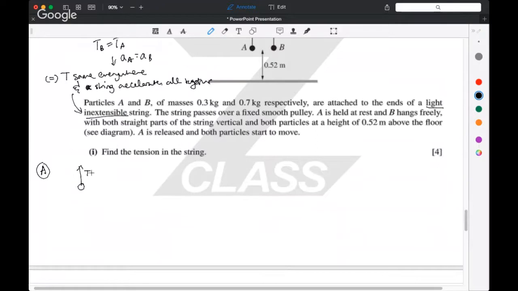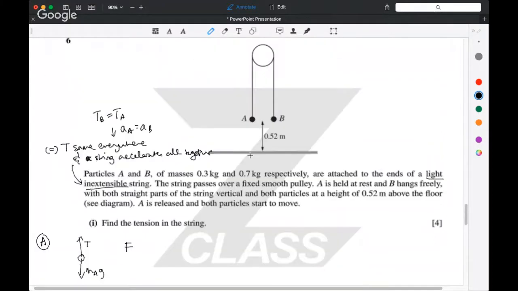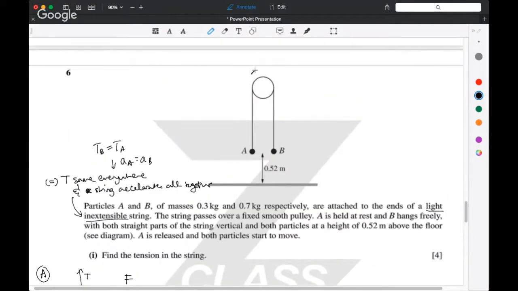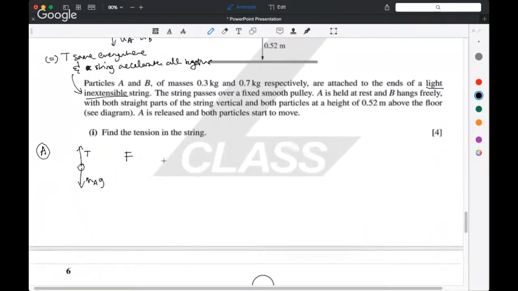Well, A has tension acting upwards and mag acting downwards, and it's moving. So for the net force, I'm going to define my positive direction as whatever is going over this way. So for A, it's going up, and for B, it's going down. So the force on A is T minus m_A g, and this is equal to m_A times the acceleration.